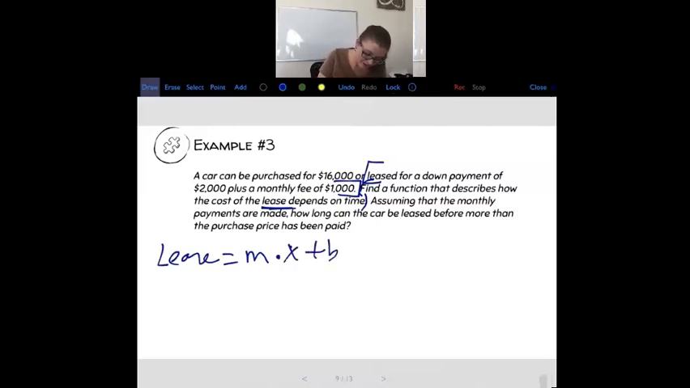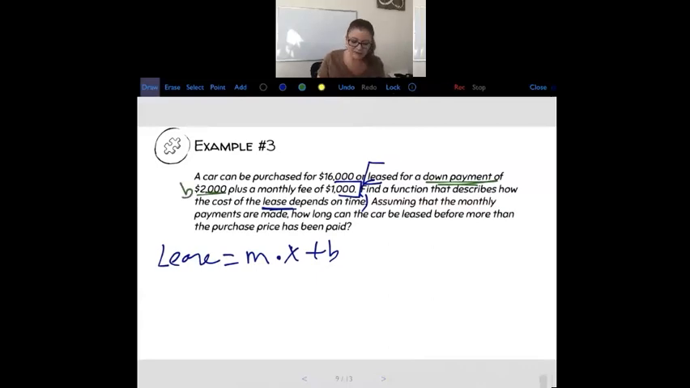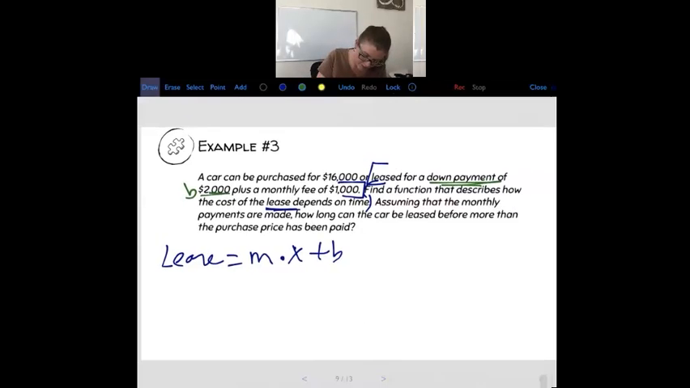So for our lease, our starting value is $2,000. Down payment is a starting value. You're paying that $2,000 no matter how many months you lease this car. So that would be b. And then we have a monthly fee of $1,000, or translate that to $1,000 per month. That's language of something per something else, which would be m, or the slope.